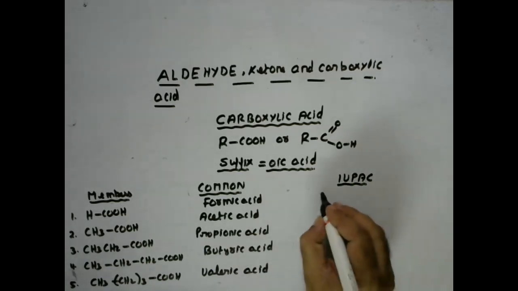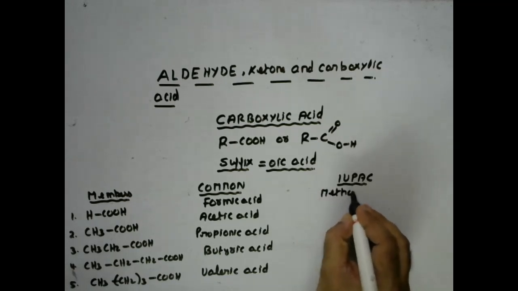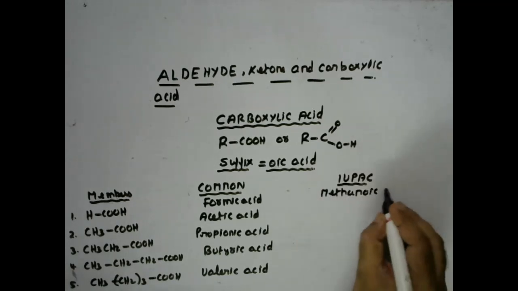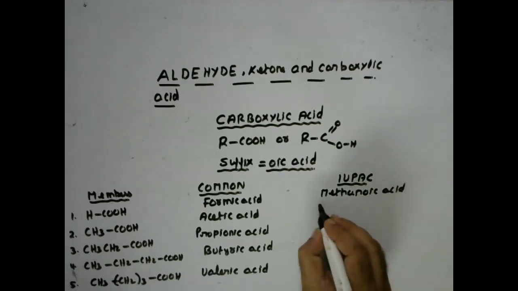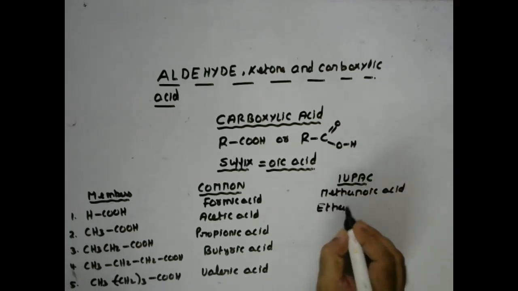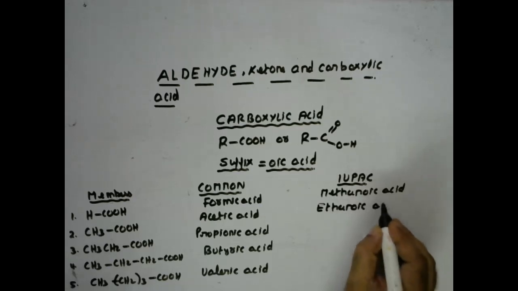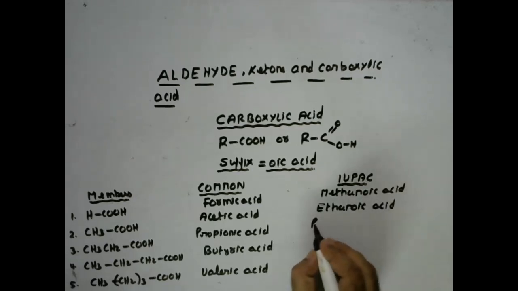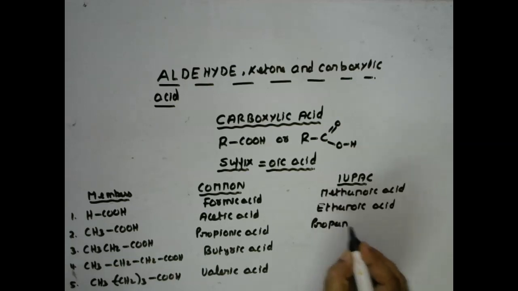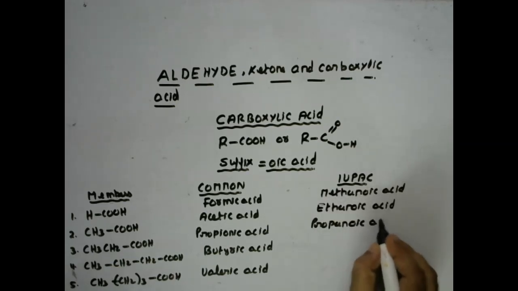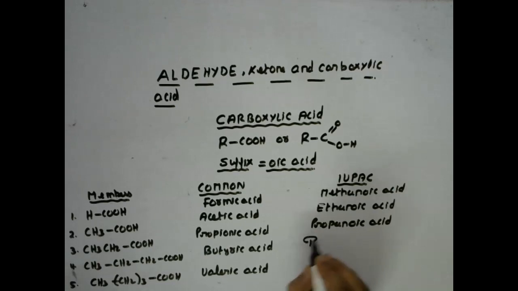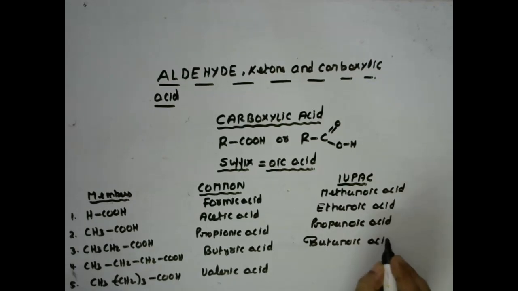With regard to the IUPAC name, the 1 carbon one is called methanoic acid. So simple, oic acid we have to use. The 2 carbon one is called ethanoic acid. The 3 carbon one is called propanoic acid. The 4 carbon one is called butanoic acid. The 5 carbon one is called pentanoic acid. This is as far as the IUPAC name goes.